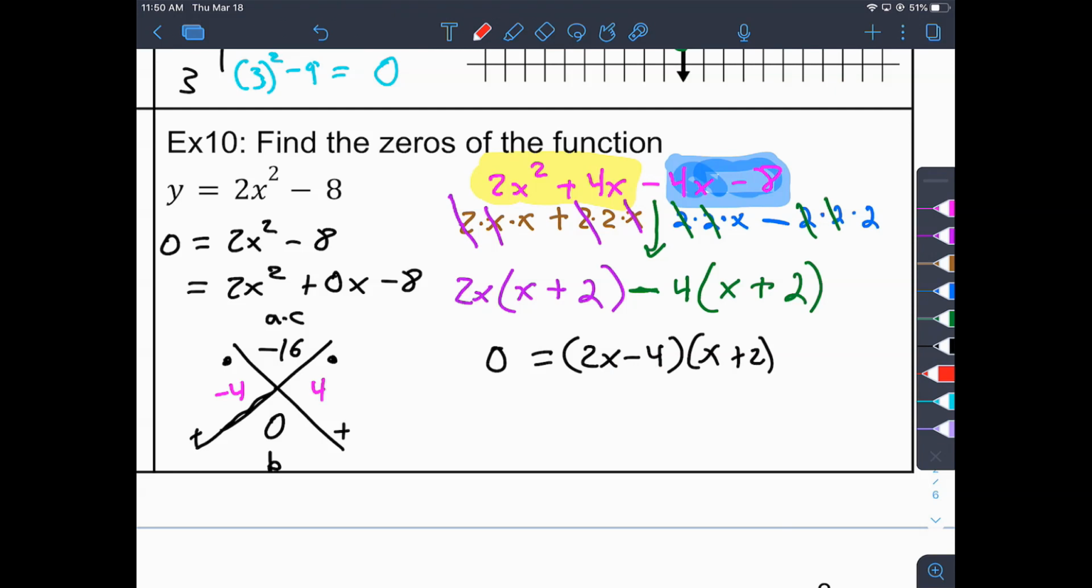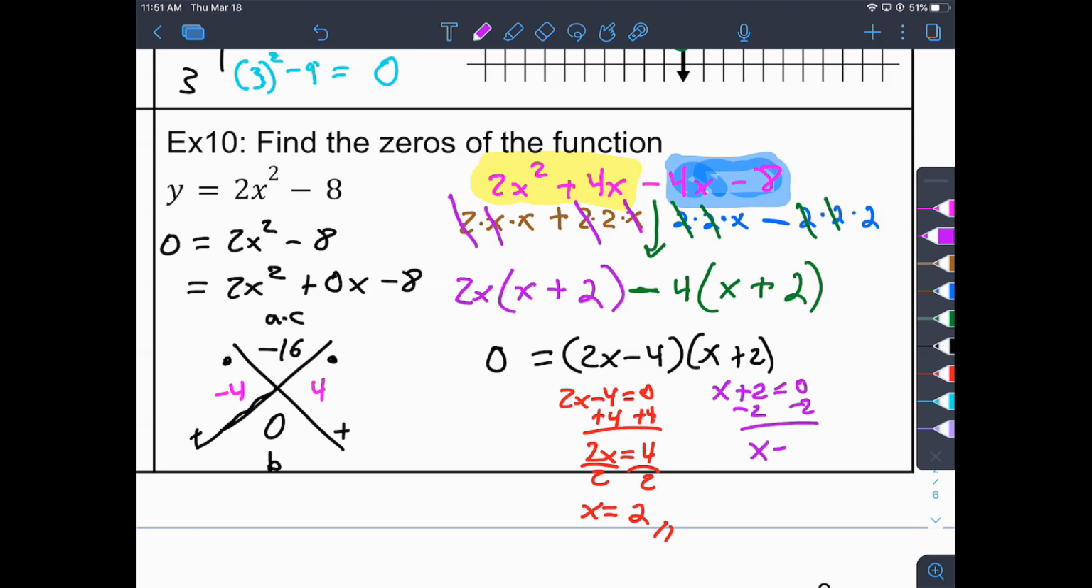So once we factor it, we know where the zeros are. That means that 2x minus 4, what makes it 0? Well, if we add 4 to both sides, and then if we divide by 2, x equals 2. So that is one of our zeros. What about the other one? Well, x plus 2 equals 0 when we subtract 2 and we get x is a negative 2. Oh, there we go. So when x is a positive 2 position and a negative 2 position, it'll cross the x-axis.